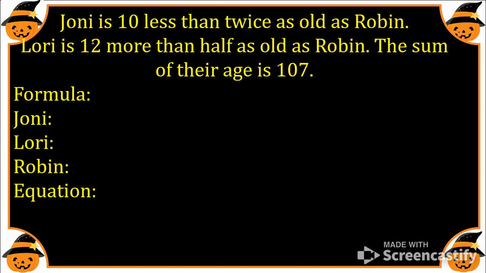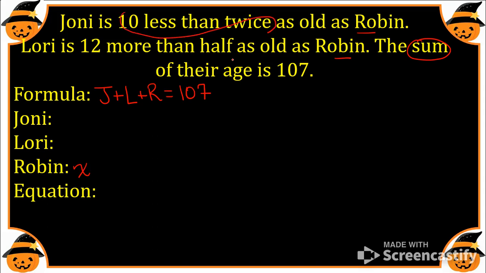Joni is 10 less than twice as old as Robin. Lori is 12 more than half as old as Robin. The sum of their ages is 107. So we have, and I want to do alphabetical order, Joni plus Lori plus Robin equals a total of 107. The person we knew the least about was Robin, so we're going to let Robin be x. Joni is 10 less than twice, so we're going to flip that around to 2x minus 10. Lori is 12 more than half Robin, so I'm going to say 1/2 times x plus 12.